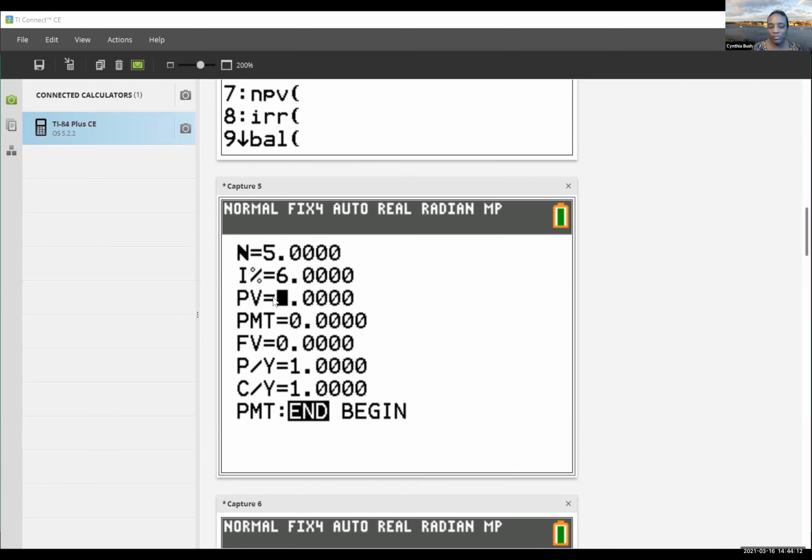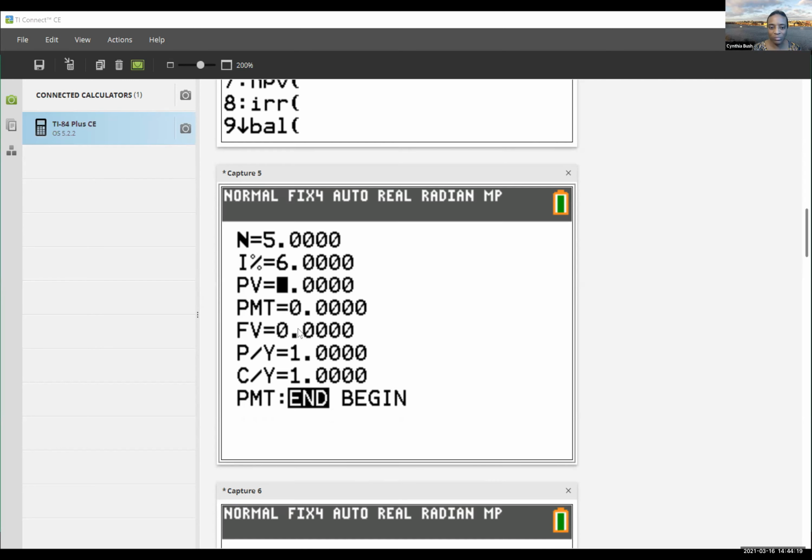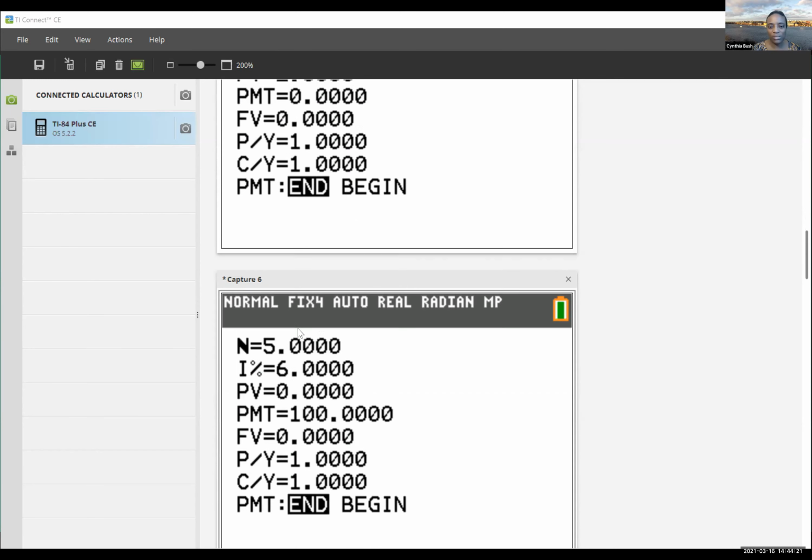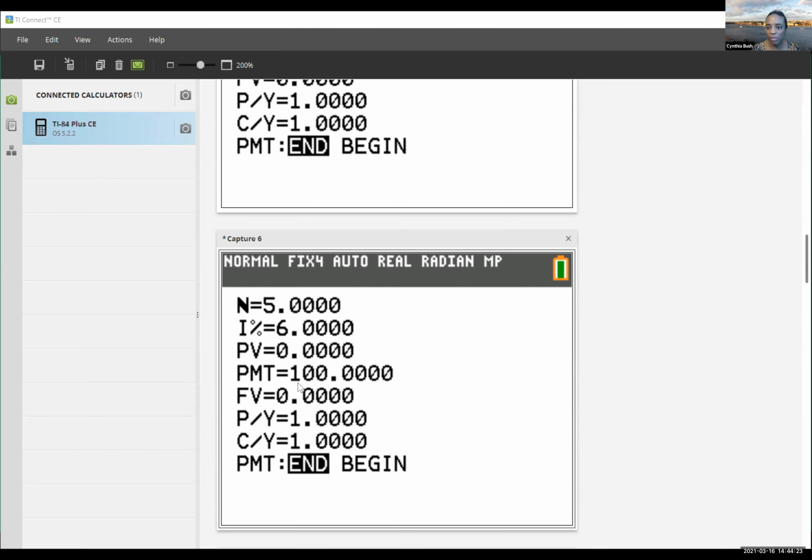I'm going to skip present value for a second because that's what we're looking for. I'm going to arrow down to the payment row, and in the payment row I'm going to type the number 100, because the person is paying me back $100 a year for the next 5 years. So this is the annuity amount. It's $100. So you type 100 and hit enter on your payment.